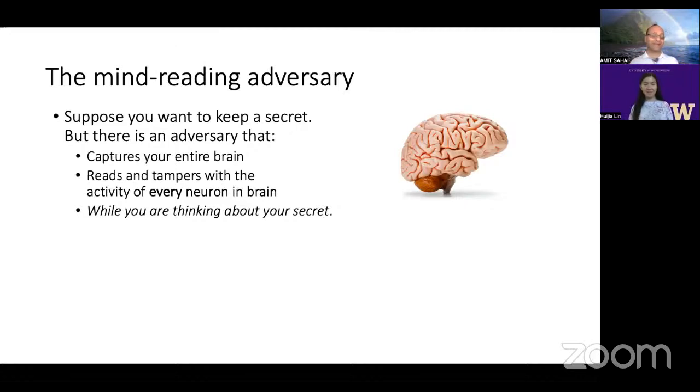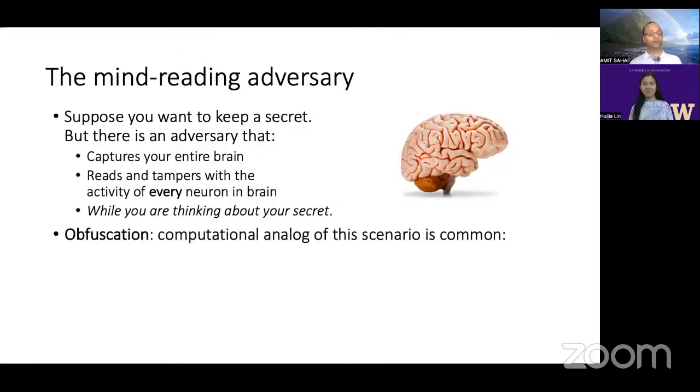Now, I hope this never happens to you. It doesn't seem to happen to too many people, thank goodness. But imagine how difficult that would be, how difficult it would be to keep a secret from a mind-reading adversary. Unfortunately, the computational analog of this scenario is all too common. The analog of your brain is a computer program, right? And a computer program can be captured by an adversary very easily. In fact, in many cases, we simply give out our computer programs. We sell them, and the adversary can, of course, look at the code because he's bought the program from us.